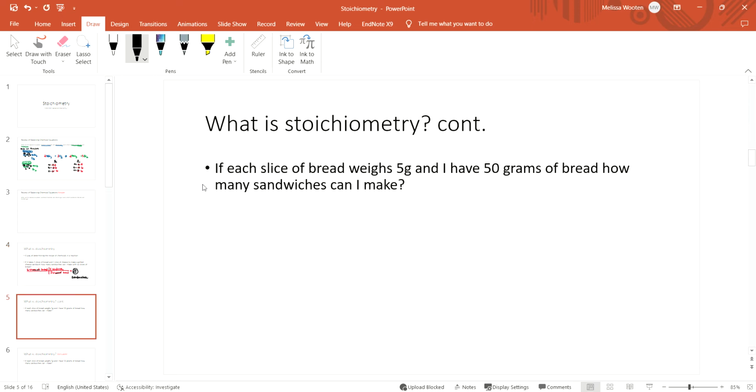Now let's change this question a little bit. If 1 slice of bread weighs 5 grams, and I have 50 grams of bread, how many sandwiches can I make? Here we're going to have to go from grams to slices of bread to sandwiches.